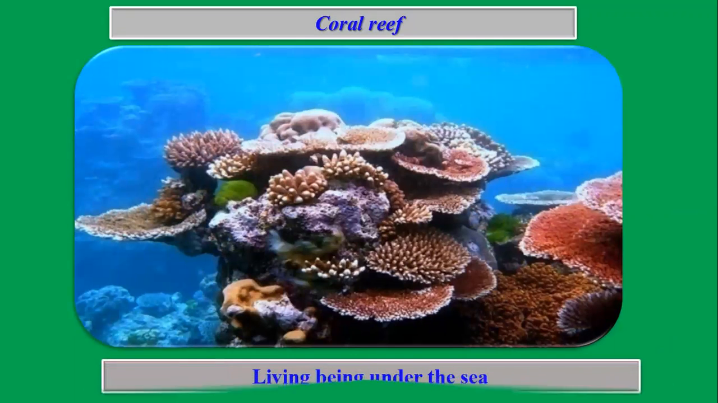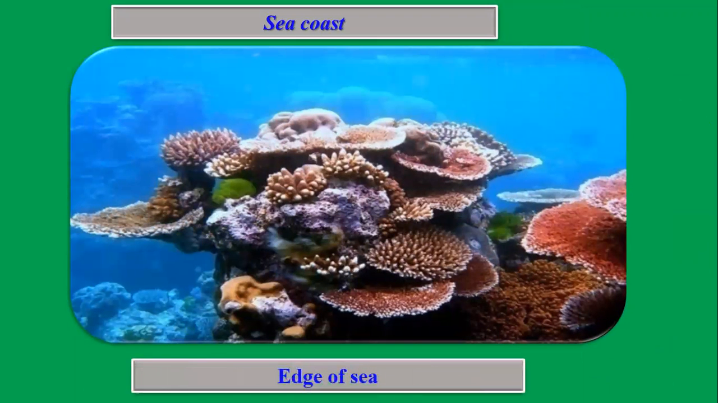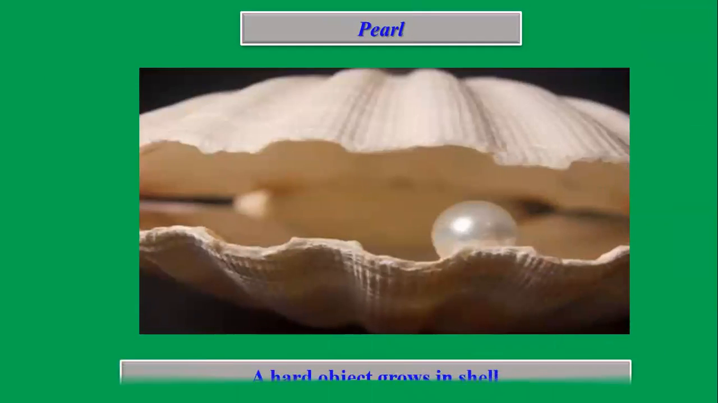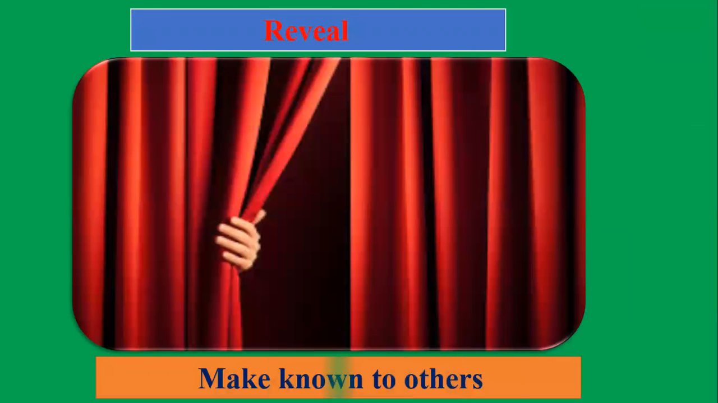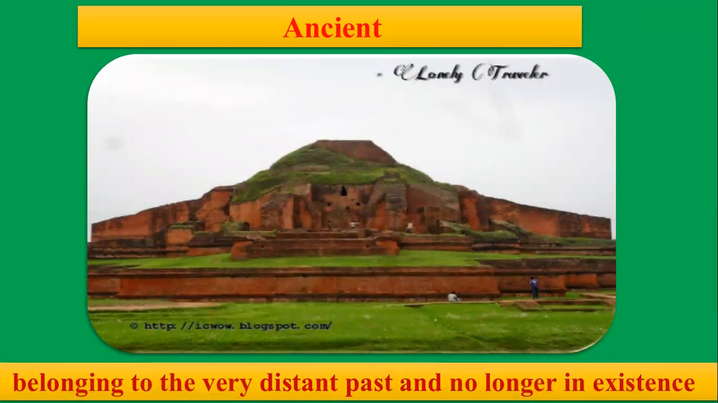Coral reef means living beings under the sea. Sea coast means the seashore. Teardrop means a drop from the eye. Pearl means a hard object that grows in a shell. Reveal means make known to others. Ancient means belonging to the very distant past existence.